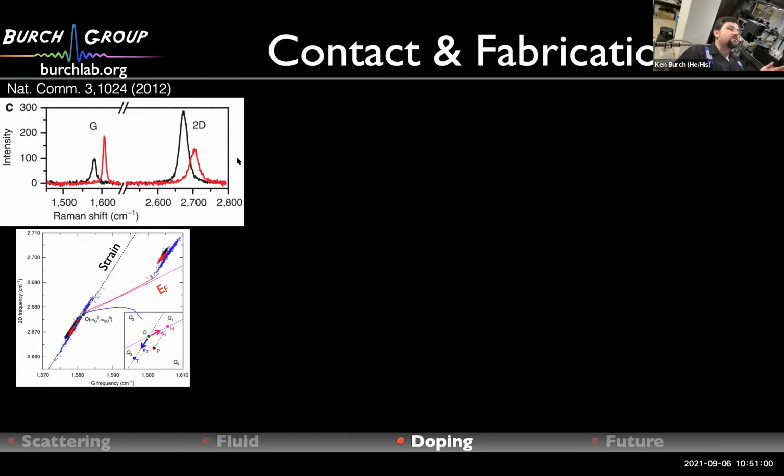If you plot the 2D frequency versus the G peak frequency, you see that if you just strain the system, they all follow on a line, or if you just change the Fermi level, you can shift them along a different line, right? So this is from the initial device where the graphene had random strain from sitting on SiO2. This is after they anneal it to get the doping level up, and they see a large shift primarily in the G peak, coming from the fact that that's much more sensitive to doping.